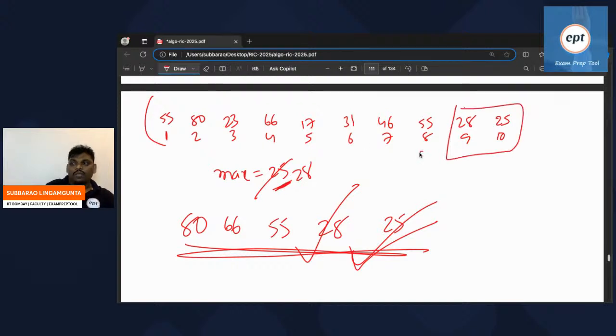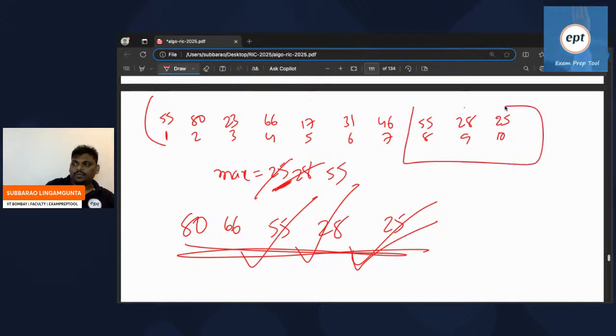Now, how to check whether 55 is a leader or not? You need not check all the elements on the right, because the greatest element on the right hand side is 28 till now. Comparing with that, 55 is greater, which means 55 is a leader. So update this one, print it. Till now on the right hand side the greatest element is 55, which is there in the maximum.